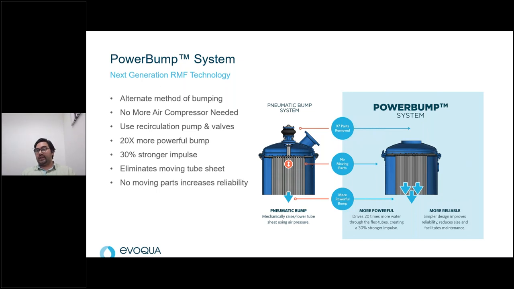This is the new technology that we have introduced into this new product line. We call it power bump. We have taken out the whole bumping process on top altogether, replacing it with a method of reverse flow. With this design, we are able to produce a 20 times more powerful bump, and therefore provide a 30% stronger impulse. This will prolong the preventive maintenance that needs to be done. Just now I mentioned the body fat sticking into the tubes. With this technology, instead of doing chemical cleaning 2 times per year, now you can extend it to 1 year.